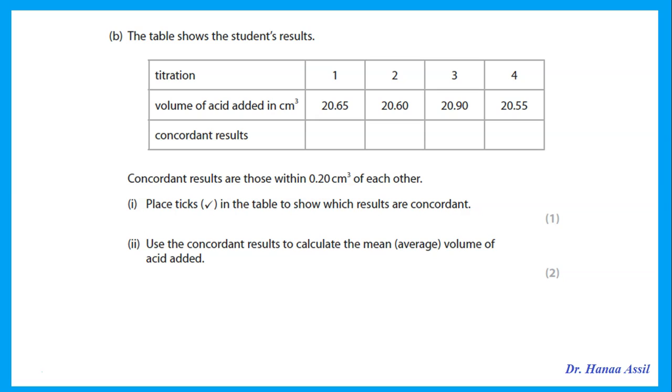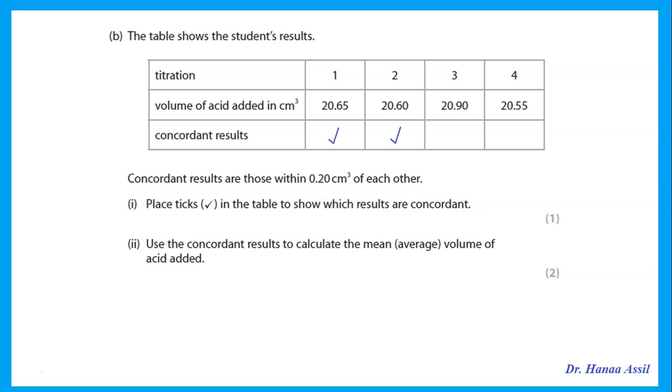The table shows the student's results. The student did the titration 4 times, and these are the results, and we are required to choose which of these are concordant. You should know that concordant results are the ones within 0.2 centimeter cubed of each other. So the difference between them should not be more than 0.2. Which of these are that close to each other?